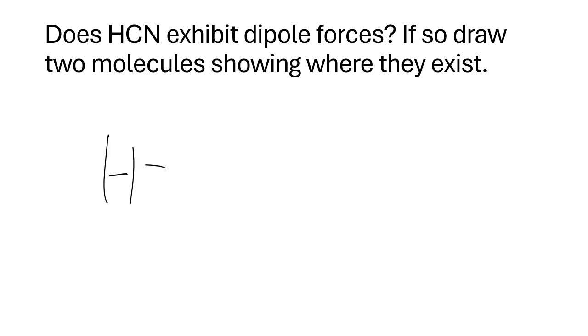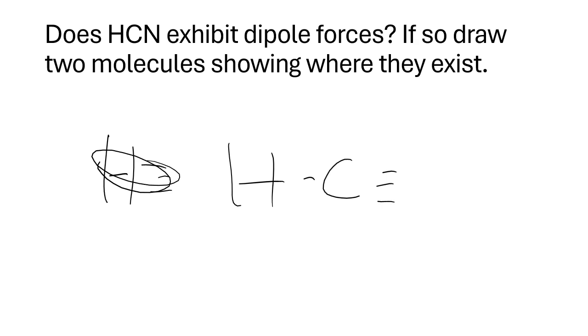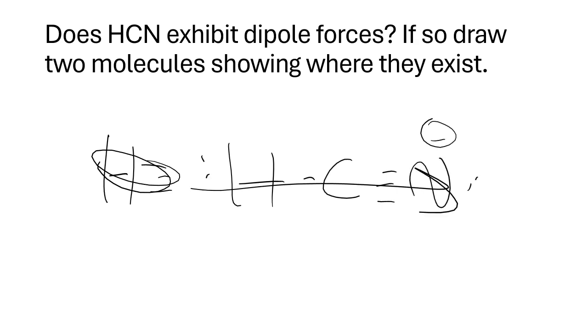Okay, HCN. So it's going to be pulled that way. Nitrogen is going to be negative. So therefore, the positive side, that hydrogen is going to be positive, and therefore that's where the dipole bond would exist.